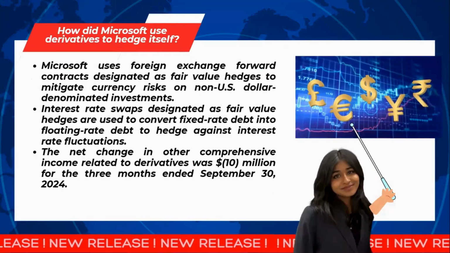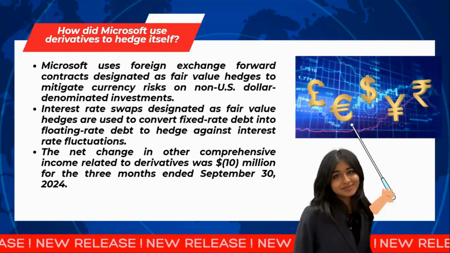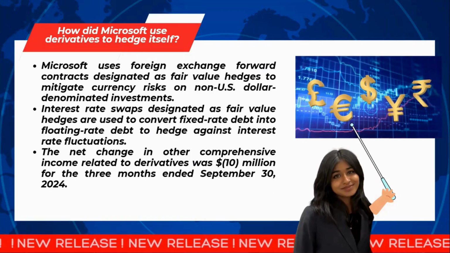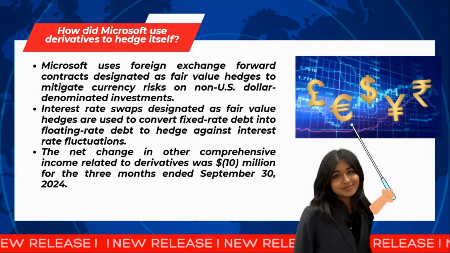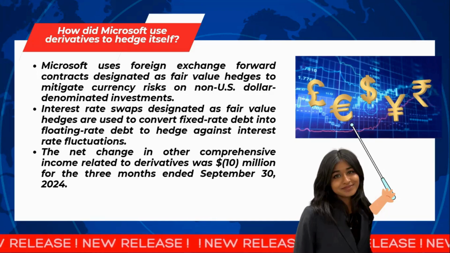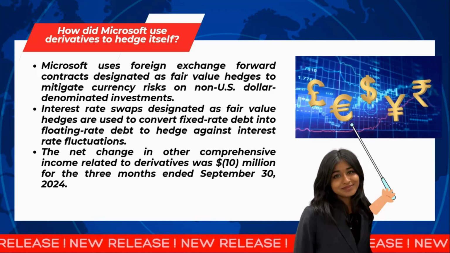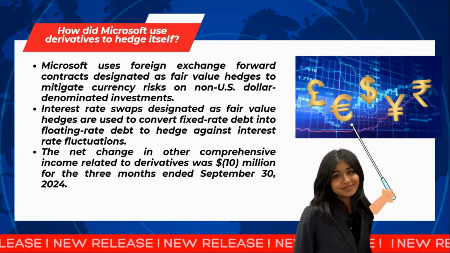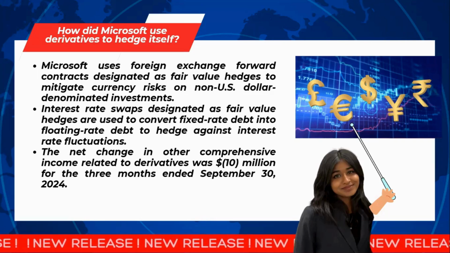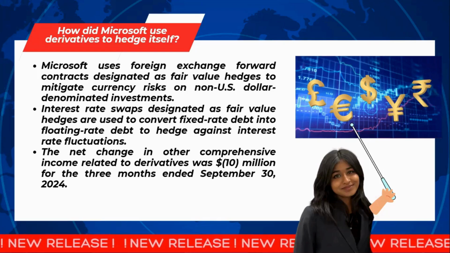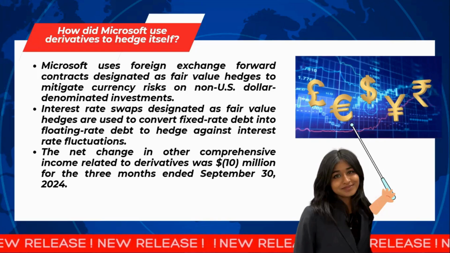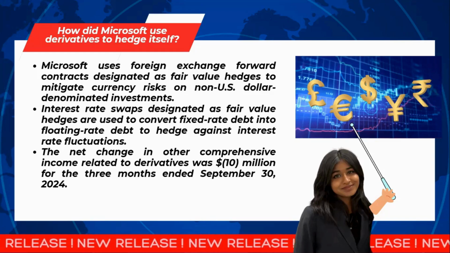And finally, how did Microsoft use derivatives to hedge itself? Microsoft uses foreign exchange forward contracts designated as fair value hedges to mitigate currency risk on non-US dollar denominated investments. The net change in other comprehensive income relating to derivatives was a loss of $10 million for the 3 months ending September 30, 2024.